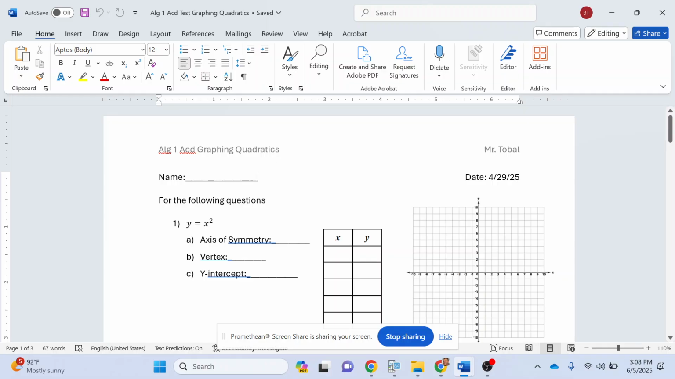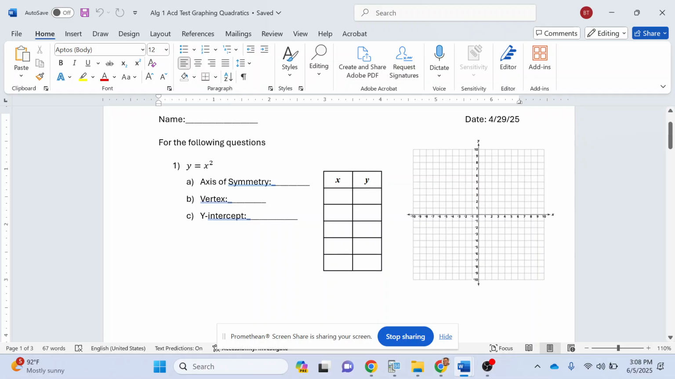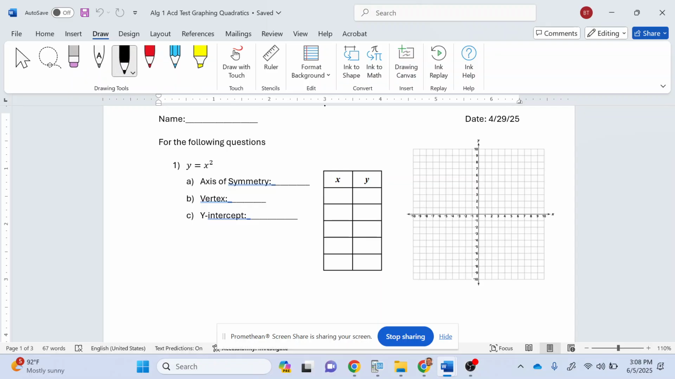All right. So here we're going to graph quadratics. Just as a reminder, the generic version of a quadratic is y equals ax squared plus bx plus c. A is always in front of the x squared, b is in front of the x, and c is always the number by itself. No x. So in this case, a is 1, b is 0 because it doesn't exist at all, and c is 0. It doesn't exist at all.